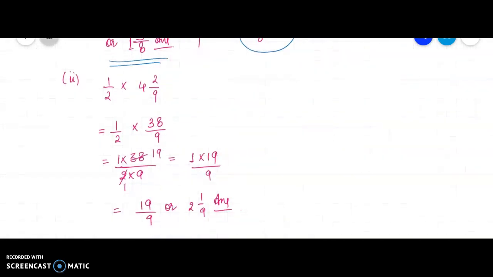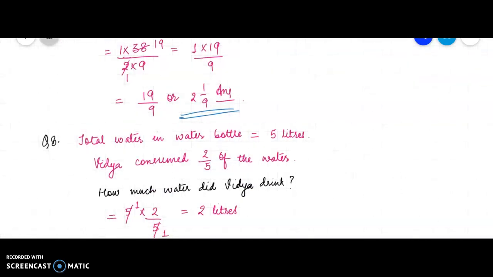Next part is multiplying half with 4 2 by 9. I have done this with the first method, by changing it into an improper fraction and then multiplying and cancelling if it can cancel. So I am getting 19 by 9 and changing it into a mixed fraction, 2 1 by 9 is my answer.